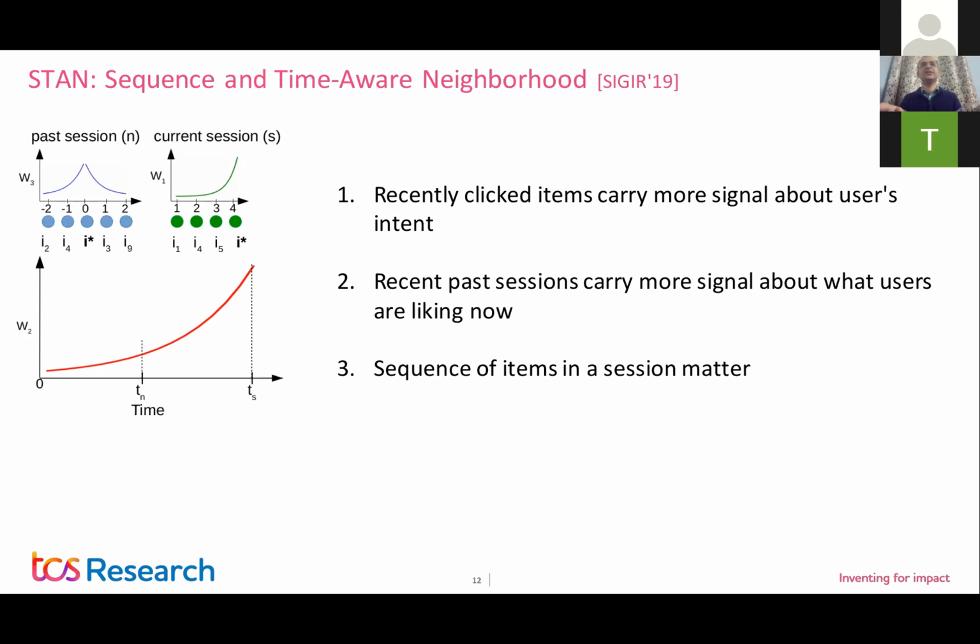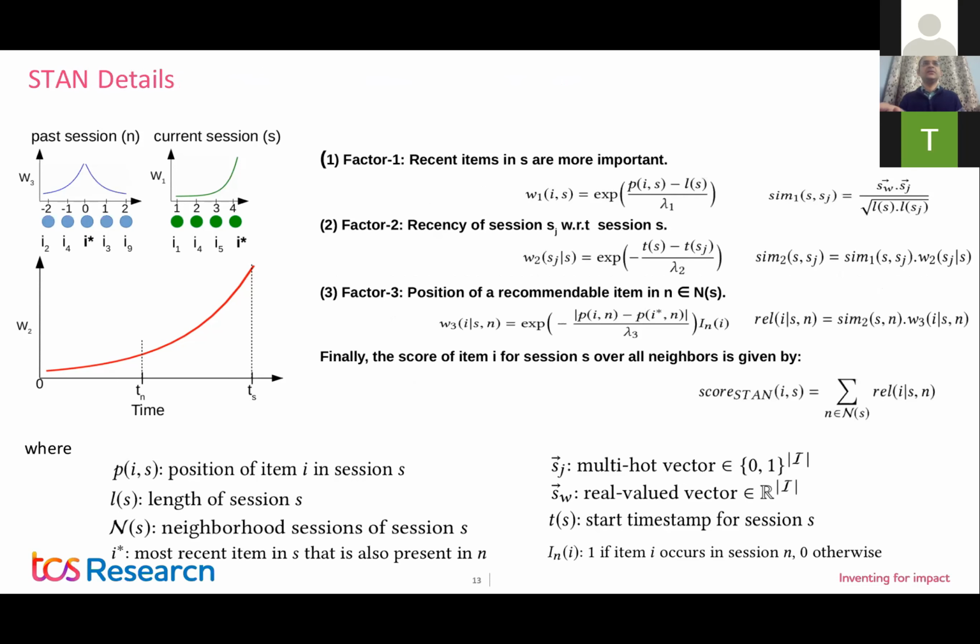So this is fairly simple, nothing complex here. And looking at the same thing slightly mathematically, I think I won't get into the details here, but essentially all these three rules or heuristics that I mentioned translate into some simple equations where we decide weightage of different items and sessions from the past, and then eventually generate a relevance score for each item for the ongoing session and generate a ranked list, right? So I won't get into the details of this.